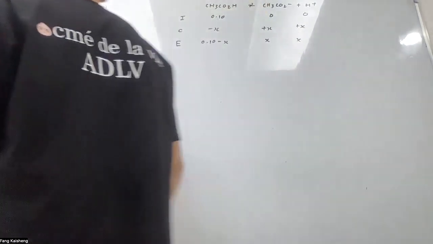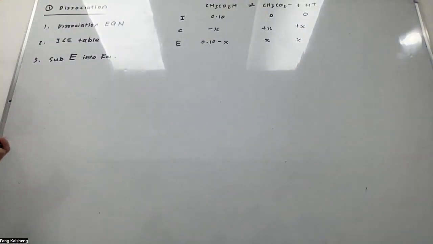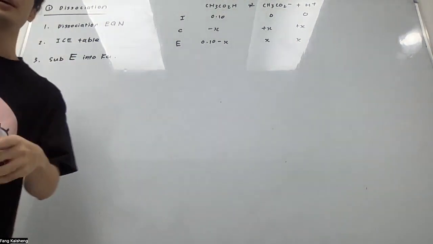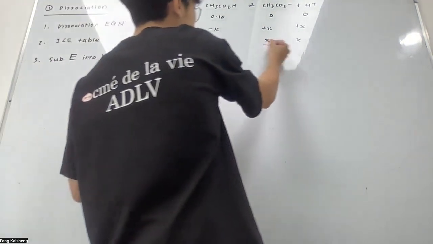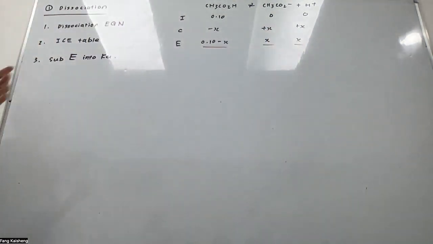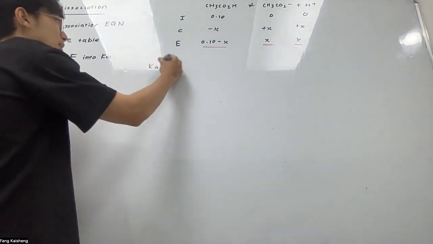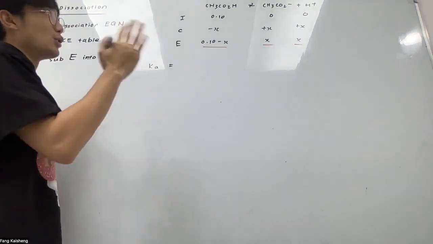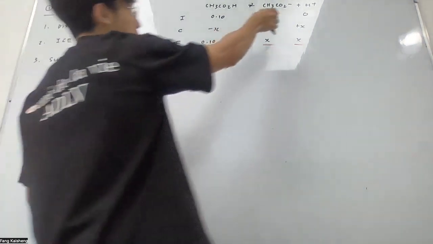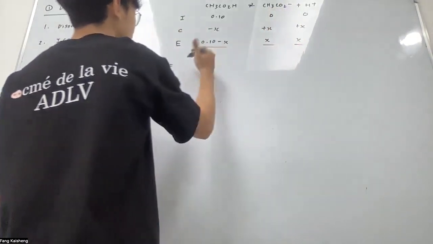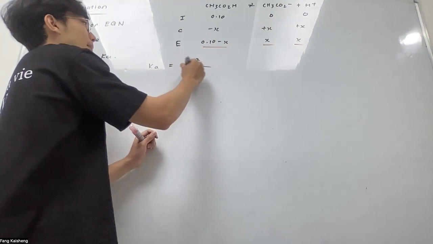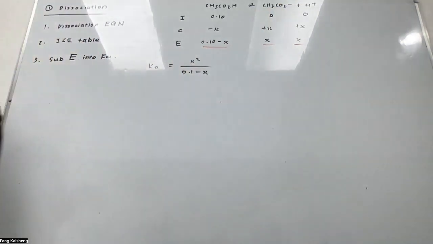So the IC table is very straightforward. You can see the logic behind it. We do not know how much it dissociates, so we give an unknown X first. And we have the equilibrium values, which can now be substituted into your Ka expression. Guys, what is your Ka expression? Products over reactants. So for the products, we have both of these, which is X squared, over the reactants, which is just the left side, 0.1 minus X. Okay so far?